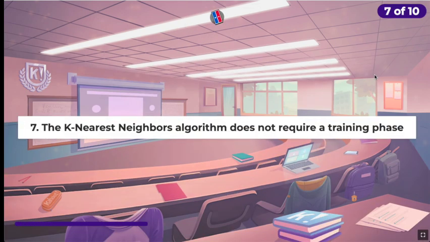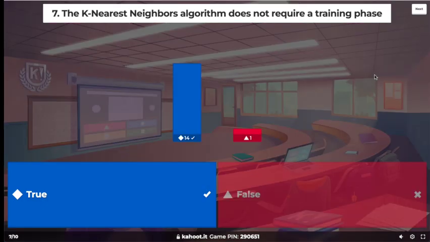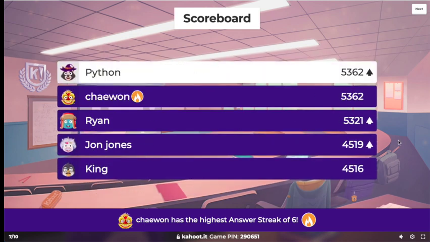Okay. The k nearest neighbors algorithm doesn't require a training phase. We already had this, so this question is repeated. Anyone who answered this wrong gets negative points here. Okay. Oh, one person. Who was it? Okay, Ryan, you're... Yeah, sounds good.